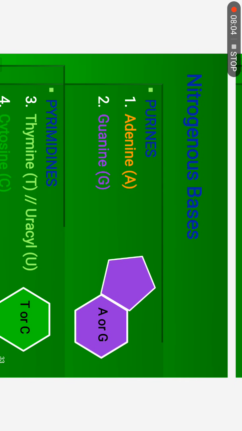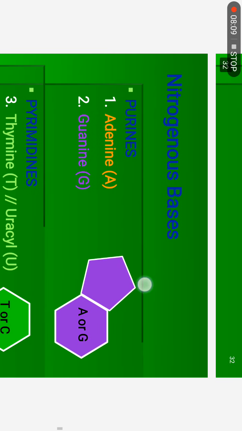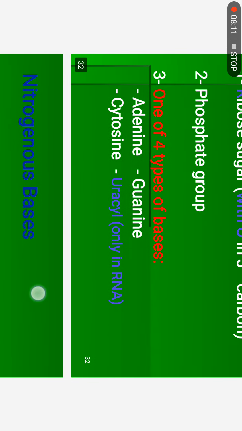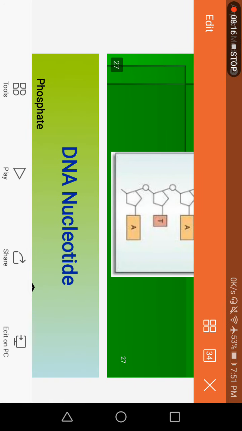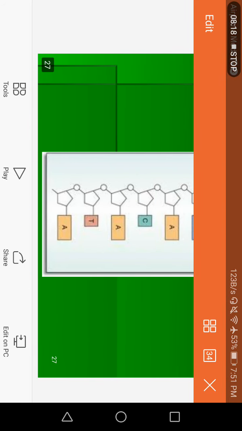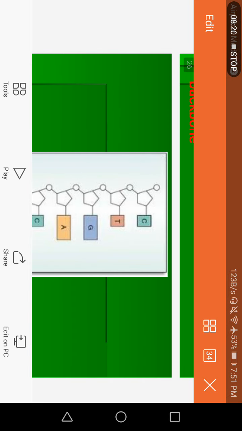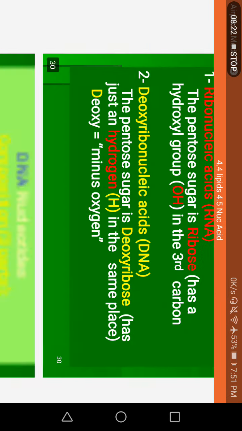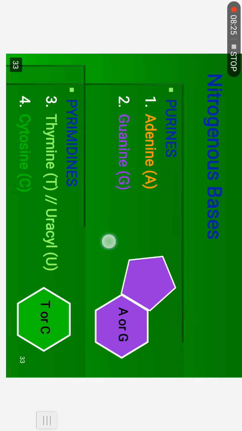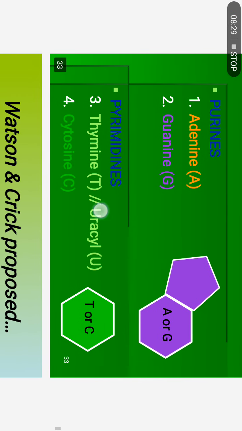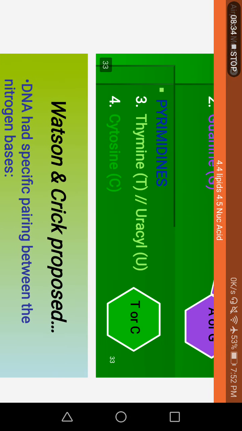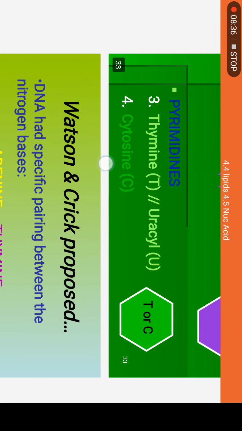So basically we have four nitrogenous bases, the square or the rectangle part, A, T, this. Even though we have four, the four can be divided into two groups. The first group is called purine, another group is called pyrimidine. Purines are adenine and guanine. As for pyrimidines, they are thymine and cytosine.